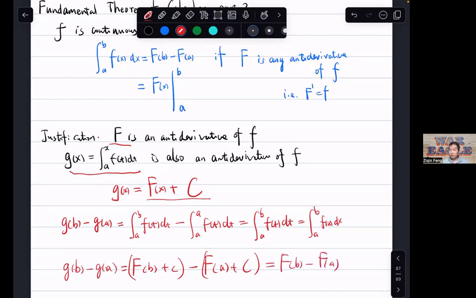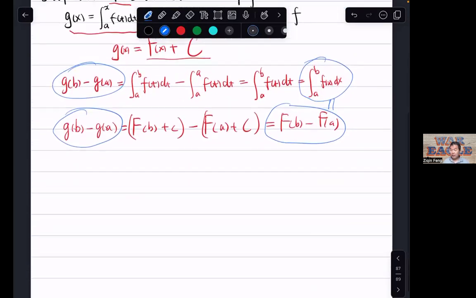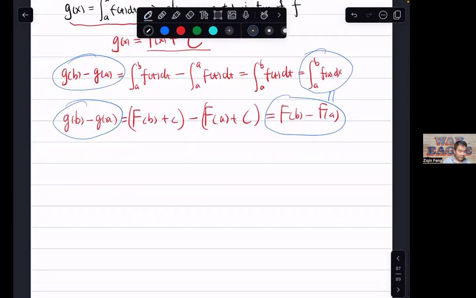So this shows this equals that, which is the same as this, which equals this. So these two are the same. This is basically the fundamental theorem of calculus part 2. So let's see one example. Let's see a quick example.